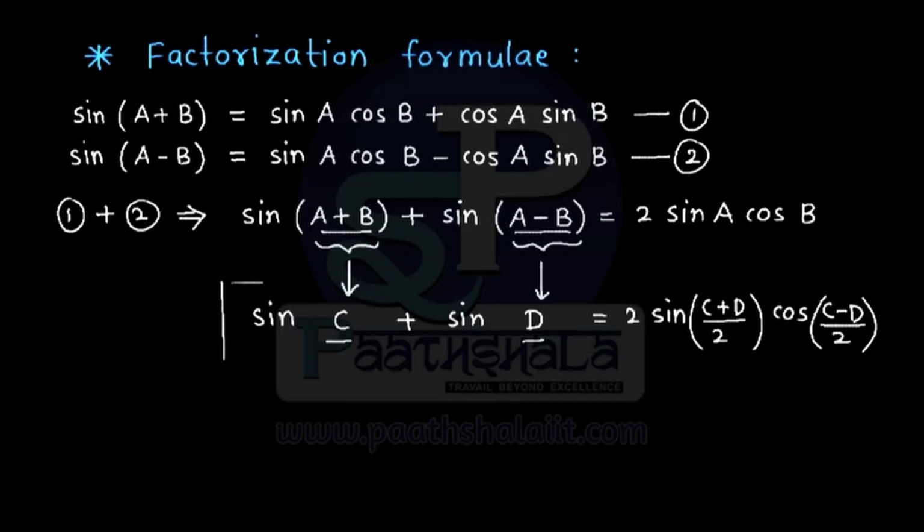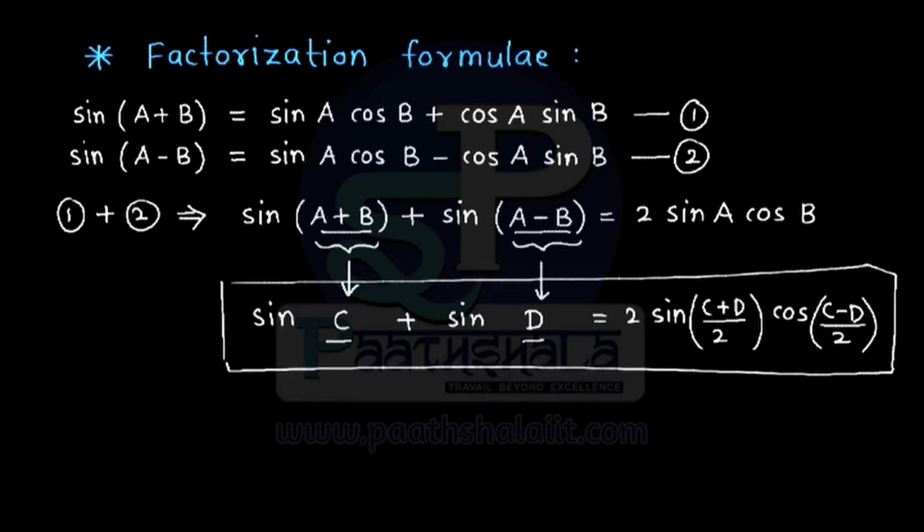So this is what we call the factorization formula, because on the left side we have a sum of two sine quantities and that gets converted into a product on the right side. So it is as if the two terms on the right are the factors. Therefore we call this result the factorization formula.